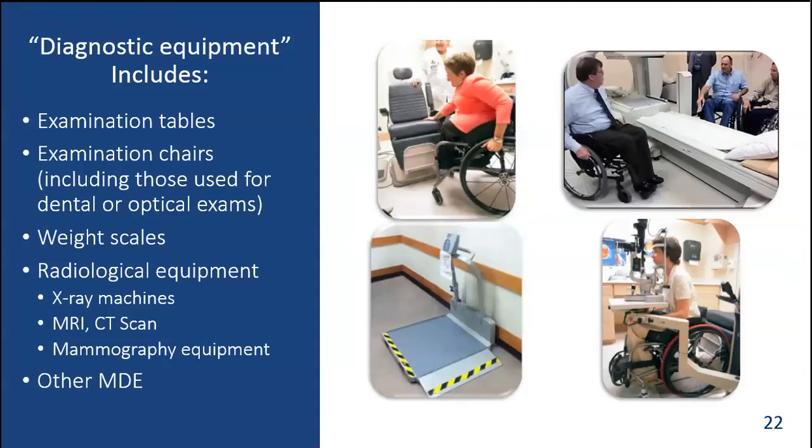Also, per the definitions in Chapter 1, medical diagnostic equipment is defined as equipment used in or in conjunction with medical settings by healthcare providers for diagnostic purposes. Some examples of medical diagnostic equipment are pictured here, including a photo of a wheelchair user transferring onto an examination chair, wheelchair users next to an MRI examination table, a roll-on wheelchair accessible weight scale, and a wheelchair user during an eye exam who is seated in their wheelchair with equipment on an adjustable table that provides knee and toe clearance.